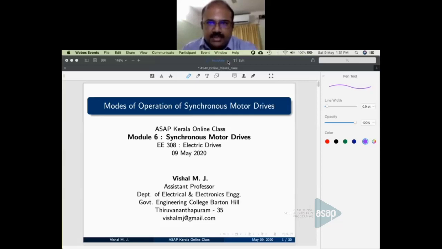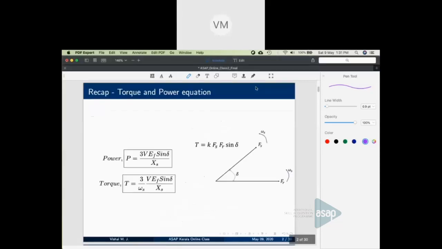So let's get started. Earlier I had taken a session on introduction to synchronous motor drives through the same platform. During that lecture, we had derived the power and torque equation of synchronous motor, which is shown here, power as well as torque. And we can see torque is always proportional to sine of the torque angle delta. And delta is the angle between the rotating stator field and rotor field.